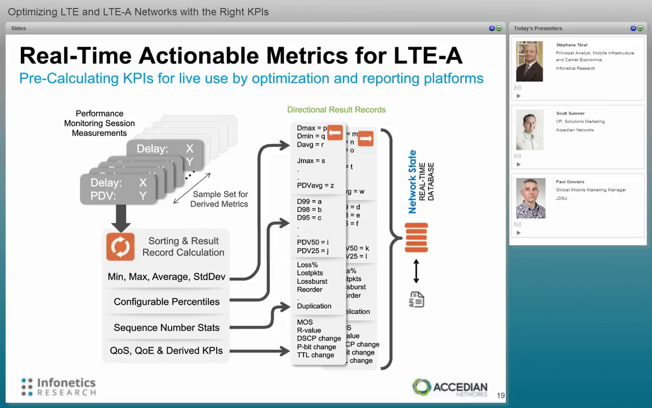So these are the kind of concerns I think operators are facing: they want to get control network-wide, but they also want to be able to see this in real time, including the KPIs that are critical to them. They don't want to query a database and wait 15 minutes for a result.